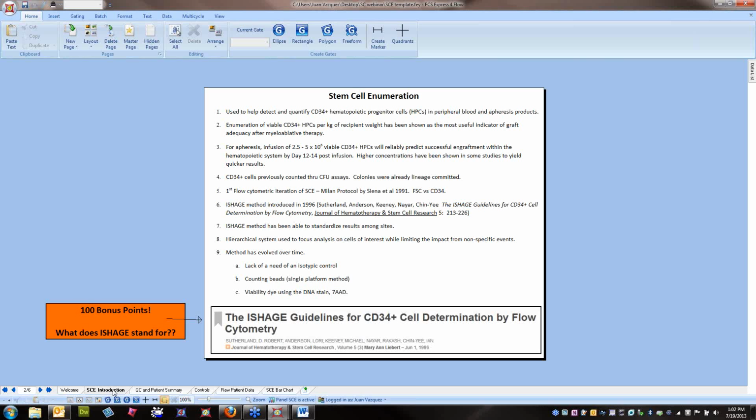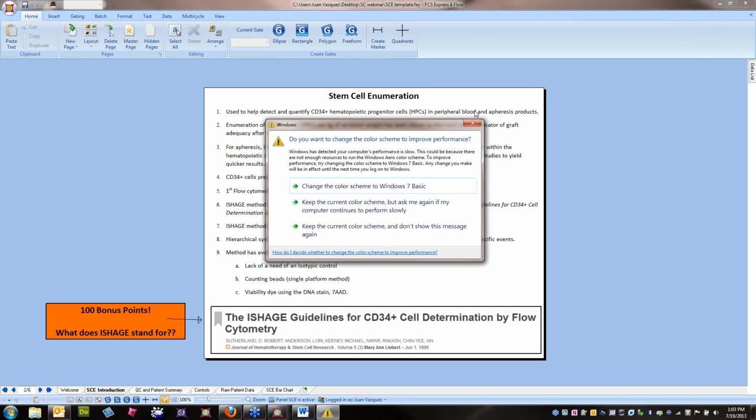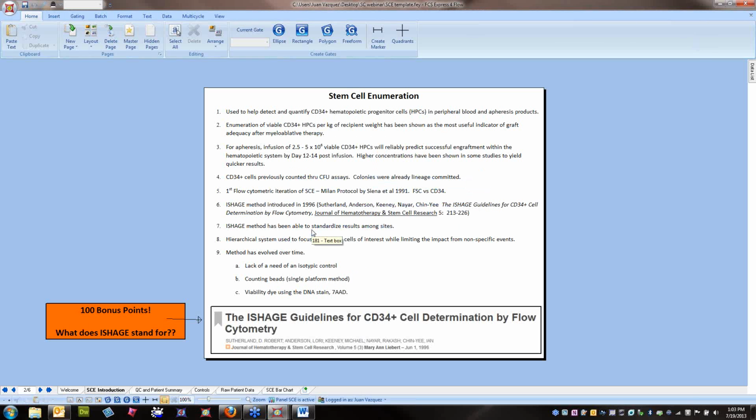Specifically, these patients are going to be apheresed, and when they're infused, they typically like a concentration of about 2.5 to 5 times 10 to the 6 cells of viable CD34 positive hematopoietic progenitor cells to reliably predict successful engraftment within the system by day 12, day 14 post-infusion. There have been studies that have shown that a higher concentration of infusion can yield quicker results in as little as 8 to 10 days.